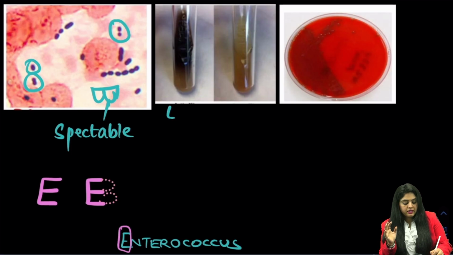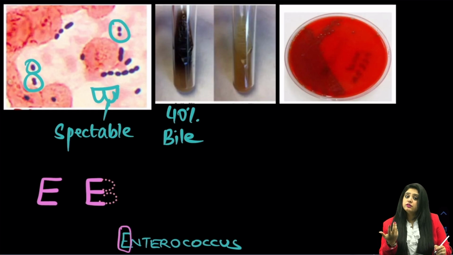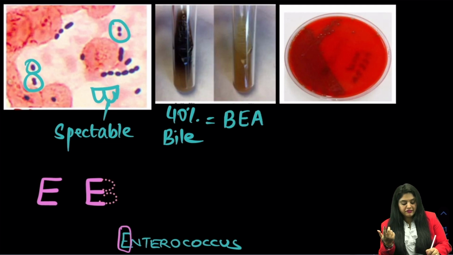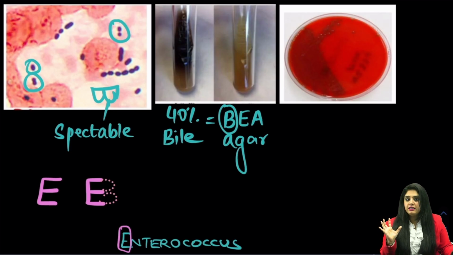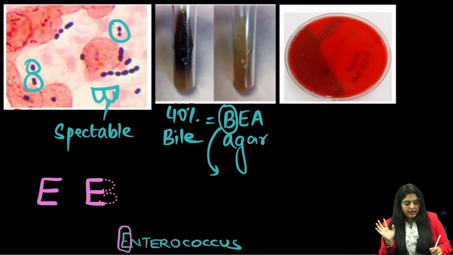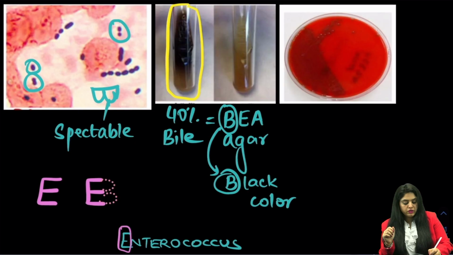After that, it can grow in 40% bile. So it is going to grow in bile. This means when you're using a media, you are going to use a bile esculin azide agar. You don't have to know the full form, at least learn something. It is a bile media, and I'm going to get a black color for Enterococcus.